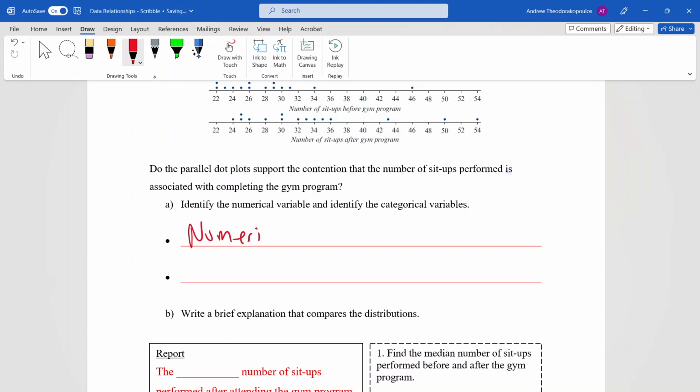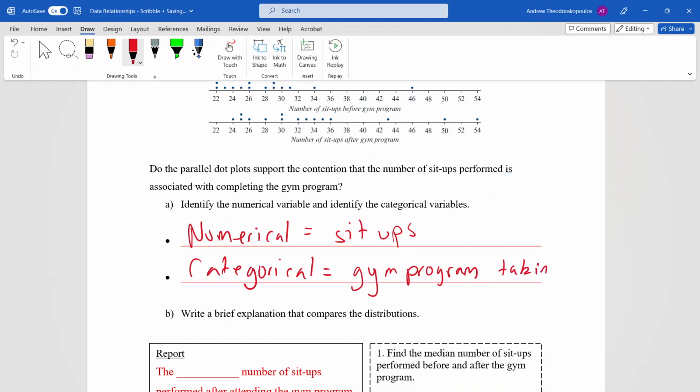So numerical is the actual sit-ups, number of sit-ups, and categorical is the gym program before and after. Is the gym program taking values of before and after?